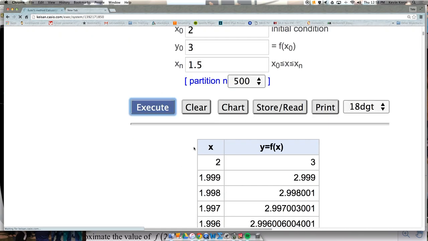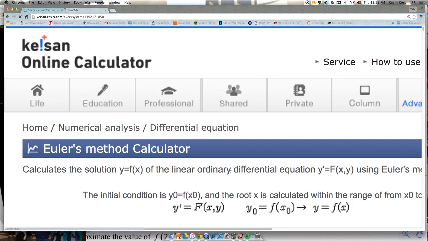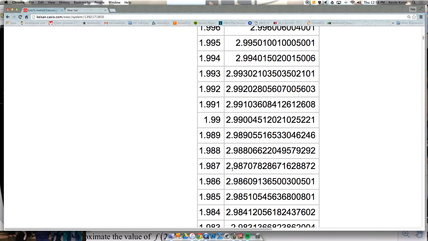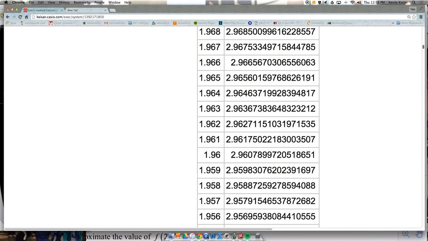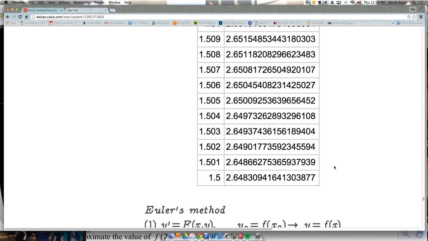We'll execute it. And then notice it shows all the steps. So if we scroll down all the way to the last 1.5, whoa, notice it comes out to 2.648. That one should be a lot more accurate than ours, right? Ours was 2.61, so it does appear that ours is a little too small.